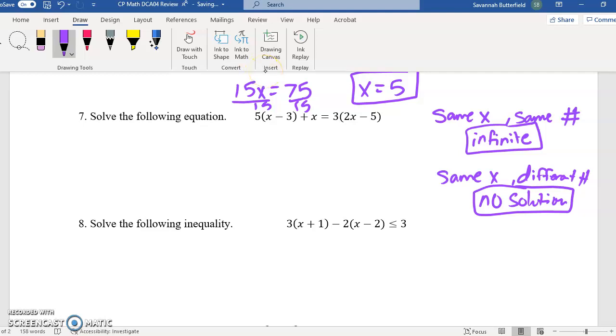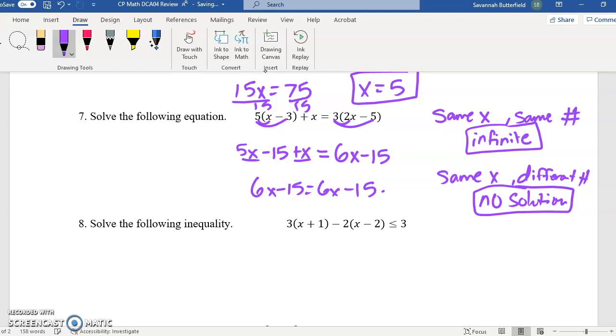So looking at this, I'm going to distribute the 5 in first, and I'm going to distribute the 3, because I needed to get rid of those parentheses before I can start trying to solve for x. So 5 times x is 5x, 5 times negative 3 is minus 15, and then that plus h drops down for now. And we are equal to 3 times 2x is 6x, 3 times negative 5 is minus 15. On this left side, I'm going to combine my x's real quick. So we're going to get 6x minus 15 equals 6x minus 15.